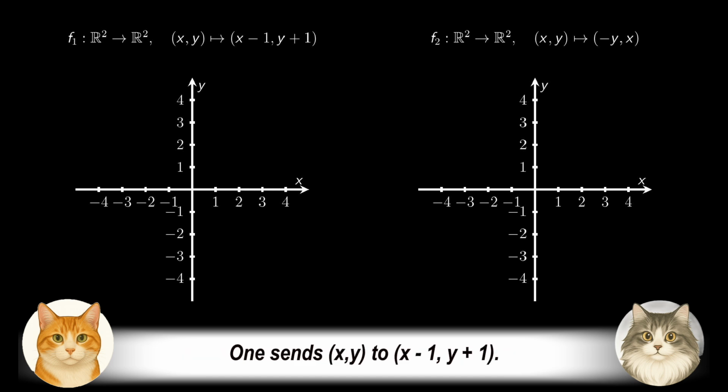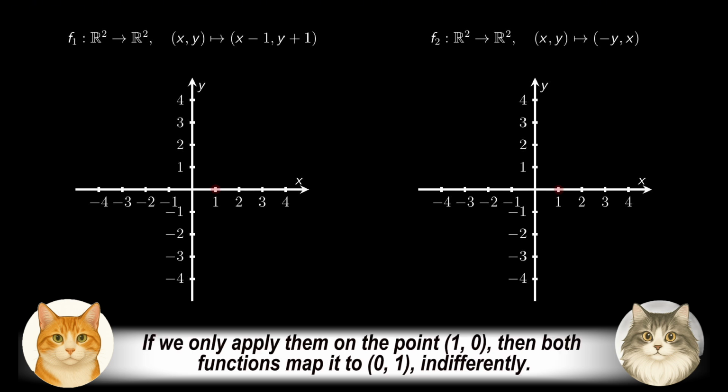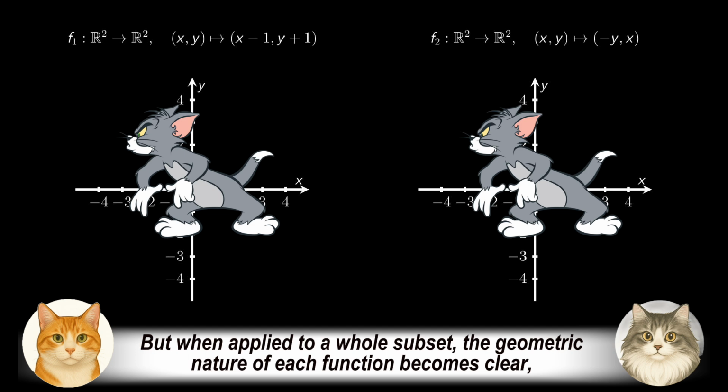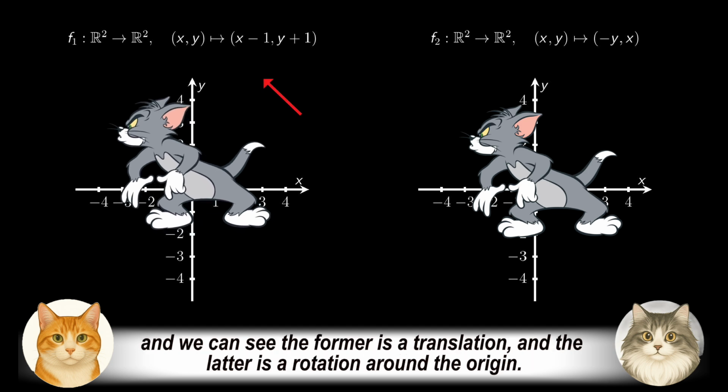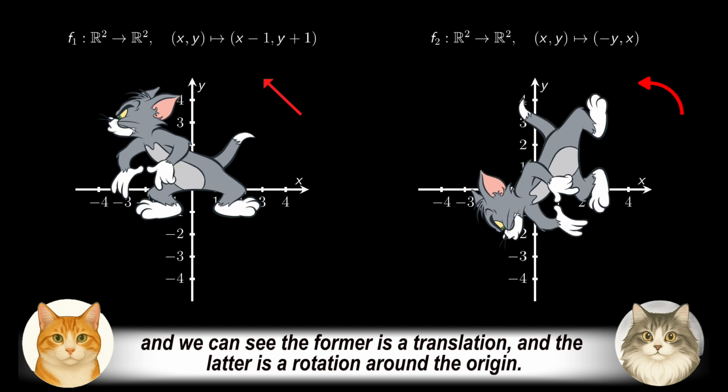One sends (x, y) to (x minus 1, y plus 1). The other sends (x, y) to (negative y, x). If we only apply them on the point (1, 0), then both functions map it to (0, 1) indifferently, but when applied to a whole subset, the geometric nature of each function becomes clear, and we can see the former is a translation and the latter is a rotation around the origin.